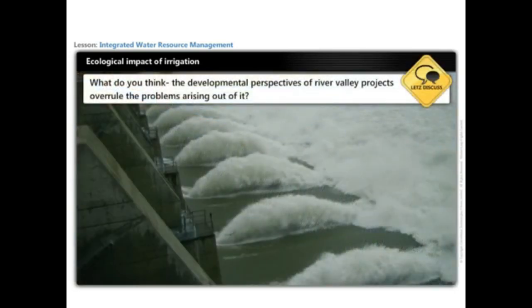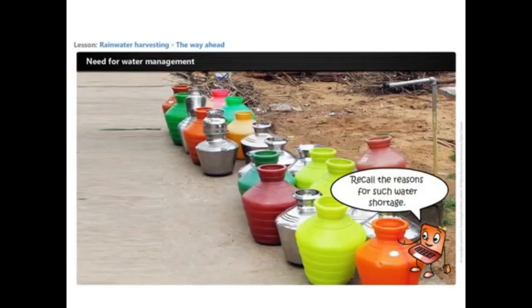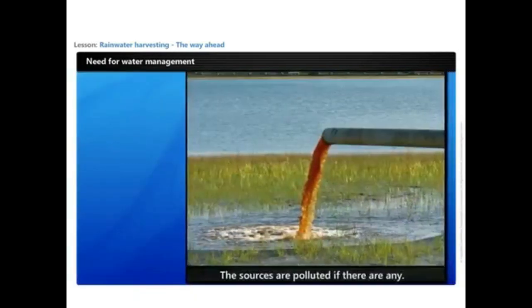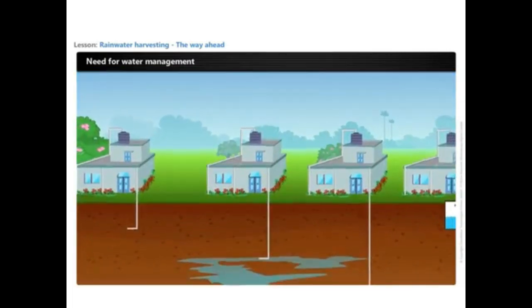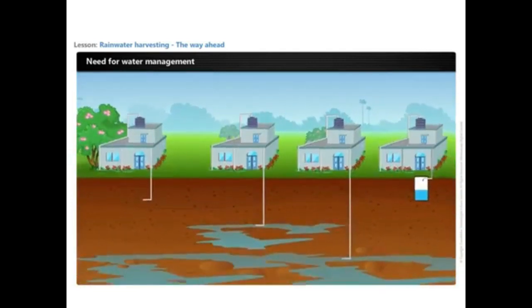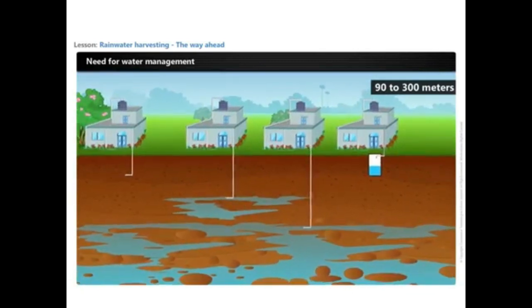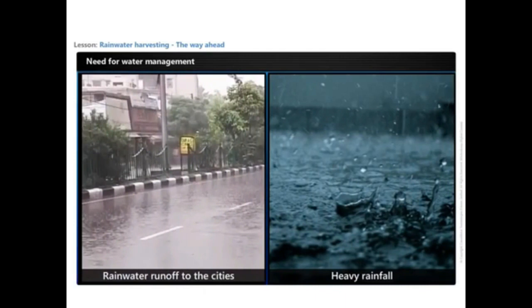What do you think, do the development perspectives of river valley projects overrule the problems arising out of it? The reasons for such water shortage: many cities lack surface water sources. The sources are polluted if there are any. There is depletion of groundwater through overexploitation. Groundwater level has dropped to 90 to 300 meters, which varies in different areas. Most of the water that we get as rainfall flows as runoff in the cities due to concrete surface.